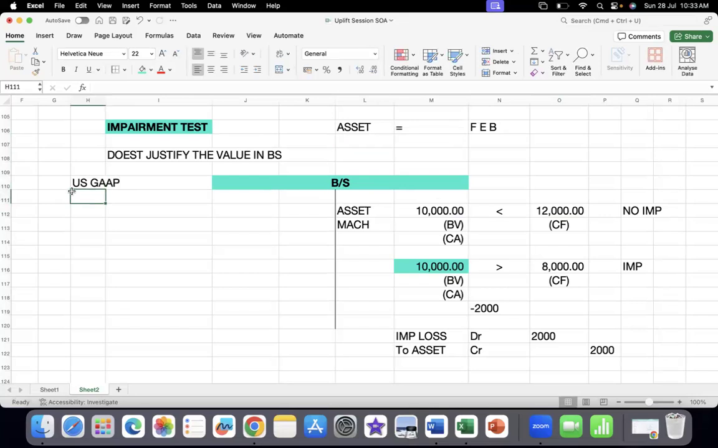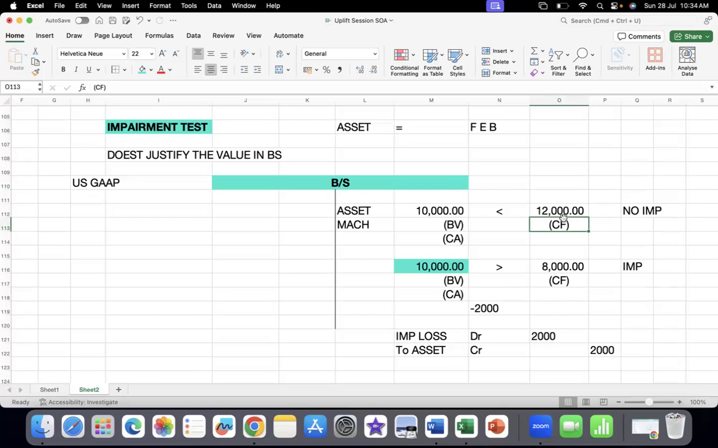There is a small difference in IFRS, but that is something you need not know. They don't call it cash flows, they call it a recoverable amount. In IFRS, they don't use the word cash flow, they use recoverable amount. And there's a method to calculate recoverable amount as well. So technically, it is not that difficult in IFRS as well, but they have their own method to calculate it.